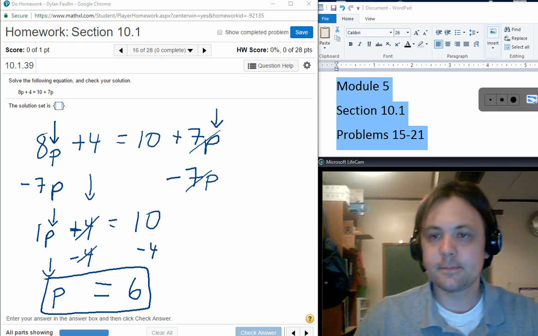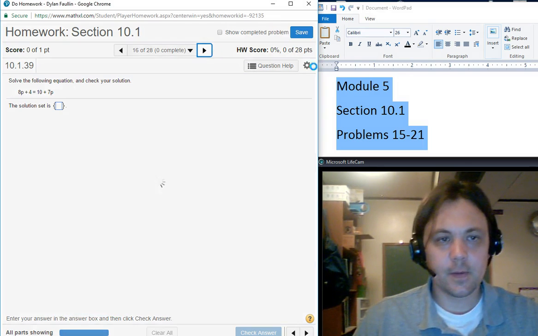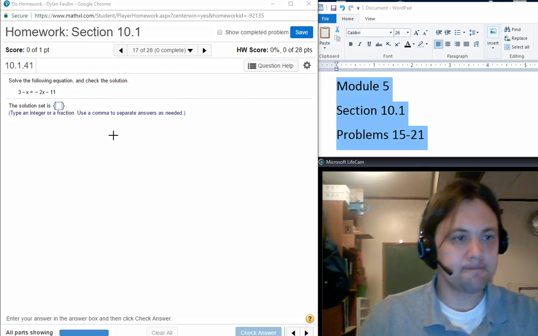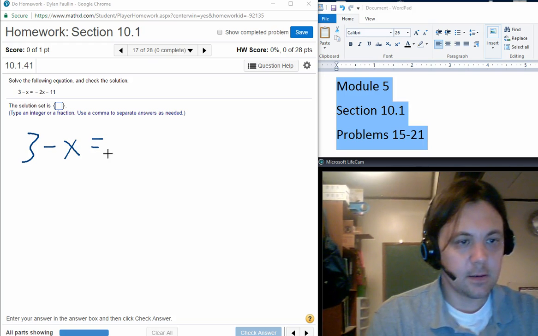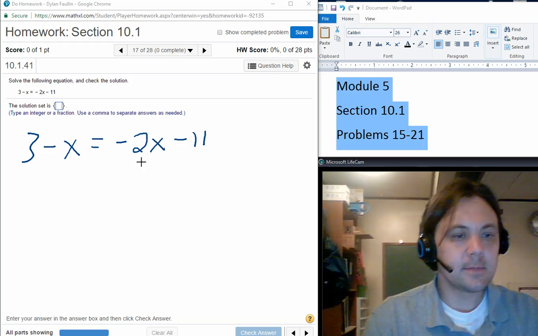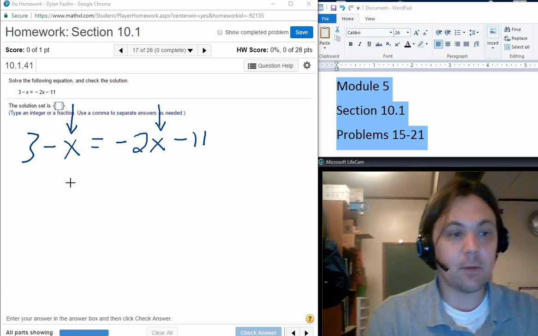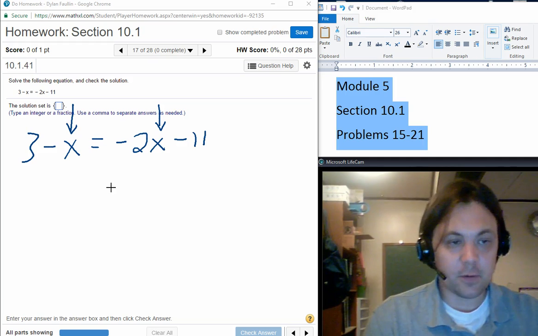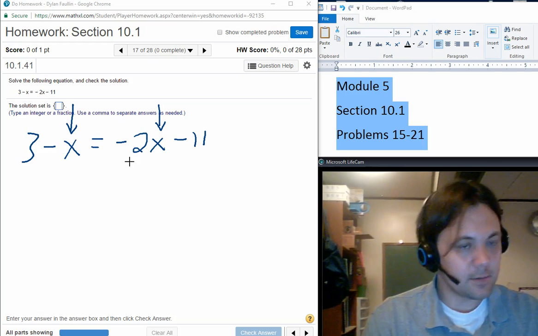All right. Let's take a look at the next problem, number 17. All right. We have 3 minus x equals negative 2x minus 11. Same rationale as the previous example. We are trying to get x by itself on one side of the equation. And so I'm not going to be able to accomplish that while x is on both sides of the equation. So my first task is to get it so x is just on one side of the equation only. And so I'll do the same thing I did in the last problem.